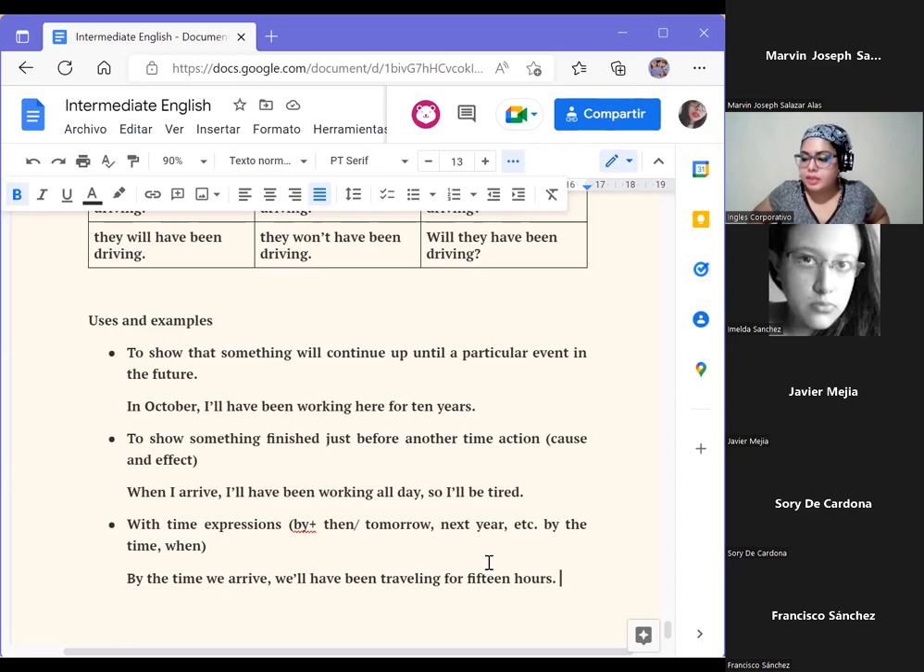So we have the activity number one. So it says that I'm going to send to you 5 images. In this case, I'm going to send you like a collage, like a single image in which you are going to find 5 people that are doing an action. So what are you going to do with that image? You are going to create sentences about those people using the future perfect continuous to describe what they will have been doing 4 hours into their work shift.